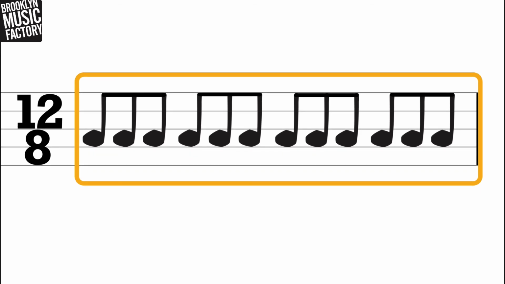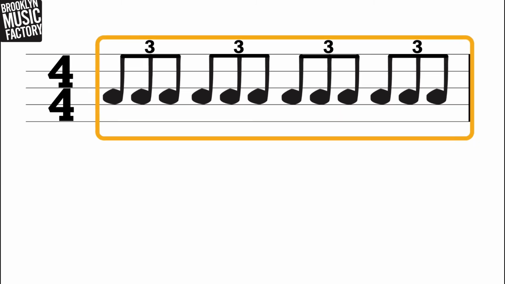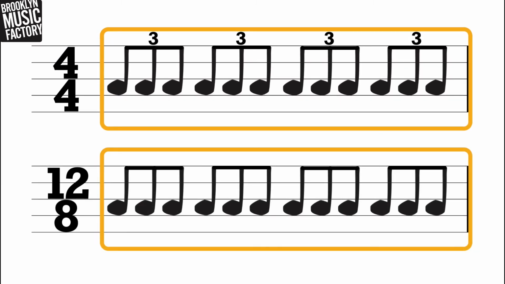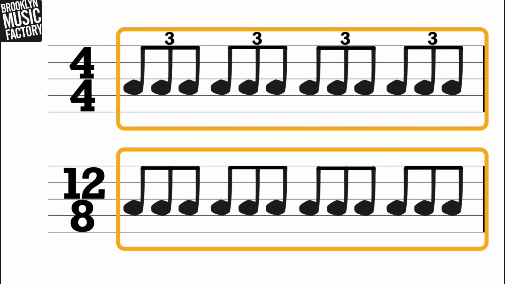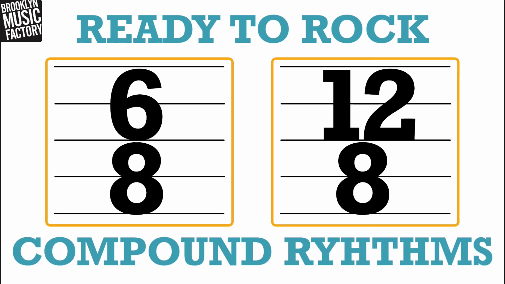Sometimes you'll see music written out in 12/8, and other times it might be written out in 4/4 using triplets. It's good to get used to seeing it written out in different ways, as you never know what you're going to come across in your musical journey. And now, you are ready to rock with some compound rhythms.